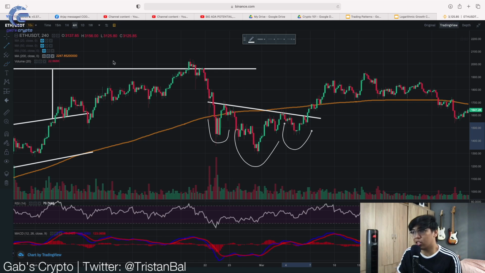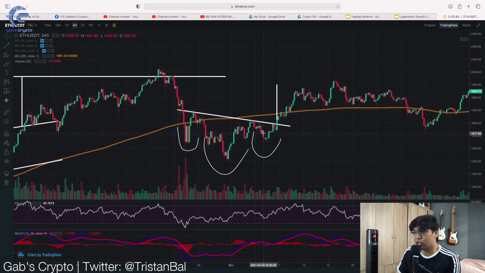So in order to know the technical target, kung ano ba yung magiging target nito, we would actually just plot a line from the neckline up to the lowest point, and then lagyan natin siya sa point of breakout para malaman natin yung target natin. So you could see na na-meet natin yung target after breaking out from this head and shoulders pattern. So makita mo, na-meet natin yung target exactly.